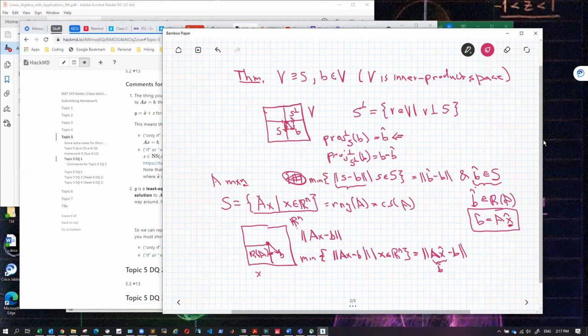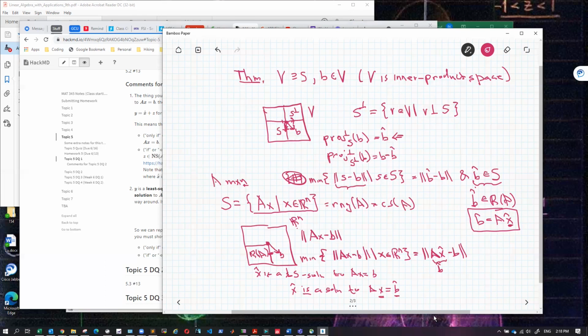So when we say X hat is a least squares solution to AX equals B, what we really mean is that X hat is a solution to AX equals B hat, not B, but B hat, right? That's the difference. And there may be lots of those, lots of X's that give me this B hat. Now again, you want to keep in mind that the B hat itself is unique. That part is unique, okay?